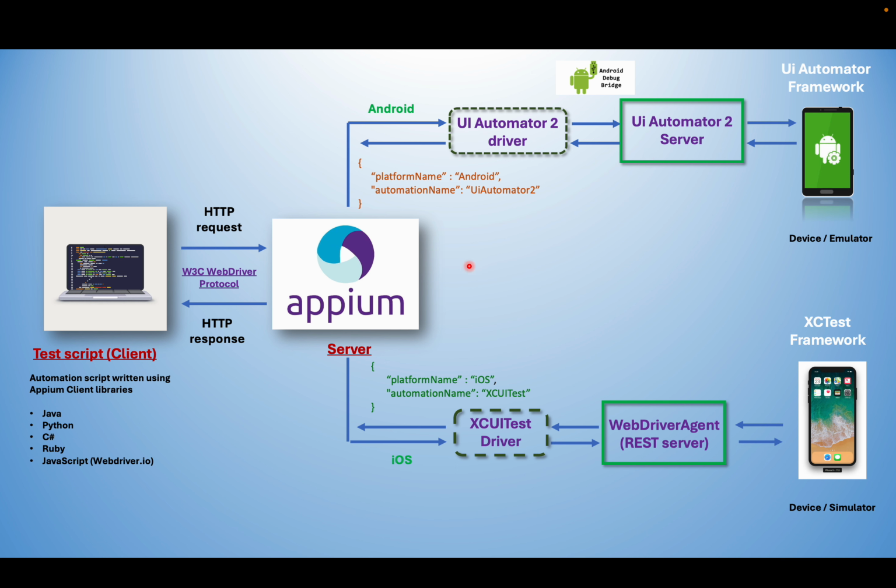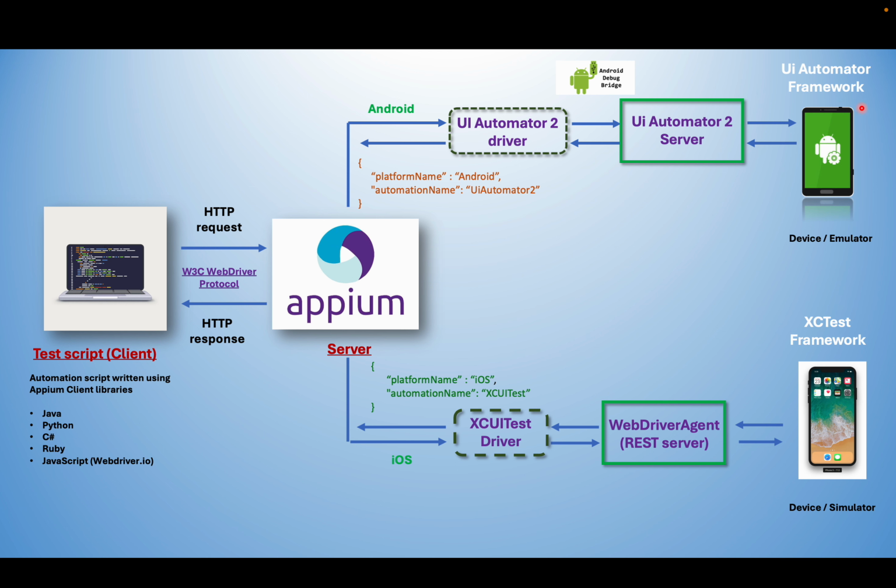Now, this server is responsible for handling all UI interactions on the application and reporting them back to Appium. So how does it do that? It uses the APIs of the UI Automator framework to perform actions such as locating elements, interacting with them and performing gestures. So what is the UI Automator framework? It is a native testing framework provided by Android to interact with and automate UI components both in applications and in the system UI.